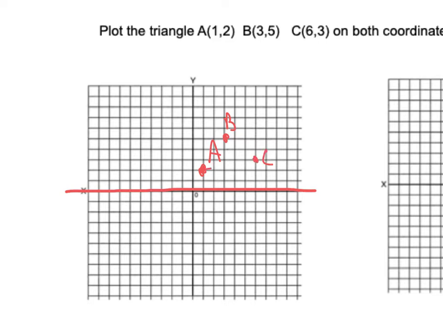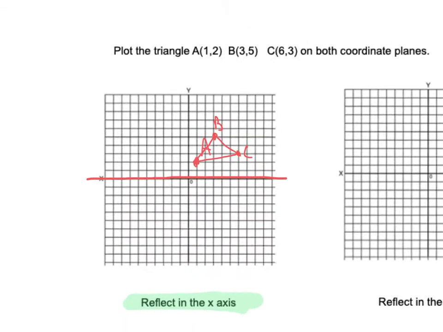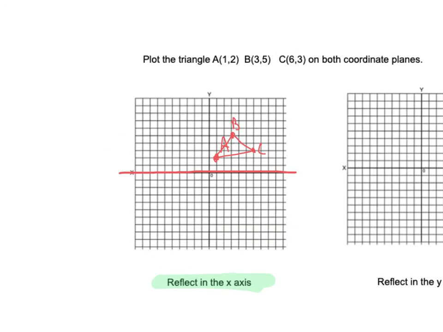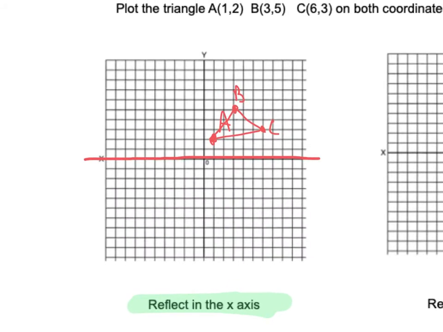Okay, and let's go ahead and connect our dots, and we can make a triangle here. And we are reflecting across that x-axis. So when we are done, right now A is 2 units above the x-axis. A prime is going to be 2 units below the x-axis.